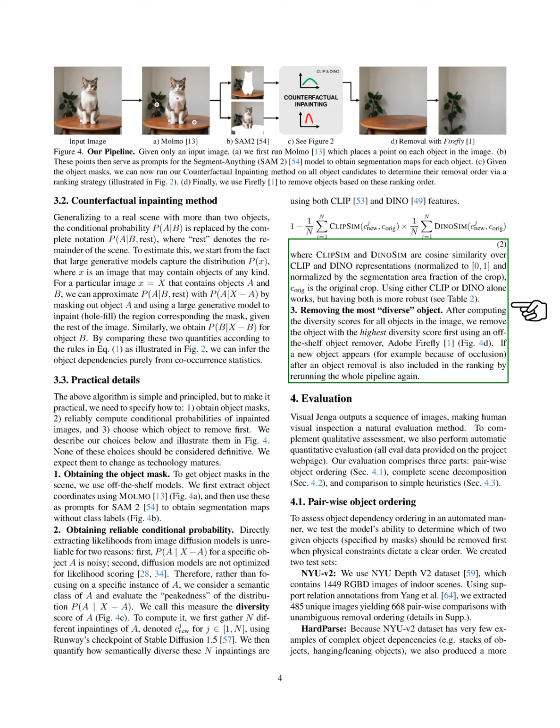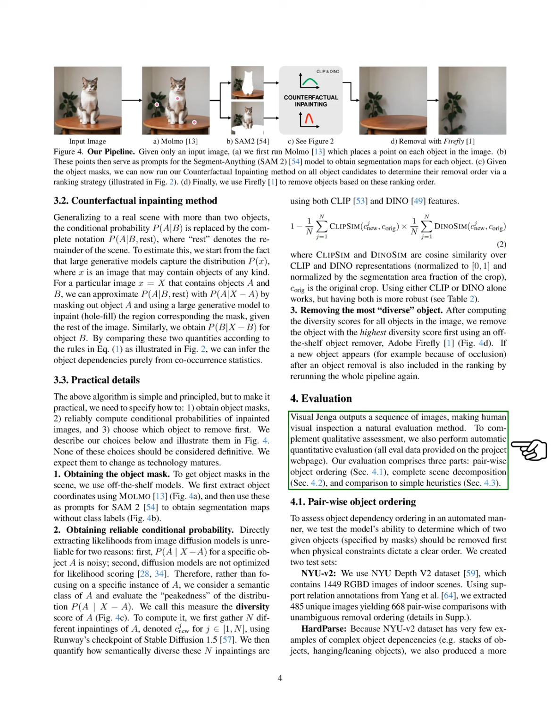While using either feature alone is effective, combining both yields more robust results. 3. When it comes to removing objects, we prioritize the one with the highest diversity score first, using an object removal tool like Adobe Firefly. If a new object appears after removal, we rerun the pipeline to include it in the ranking.